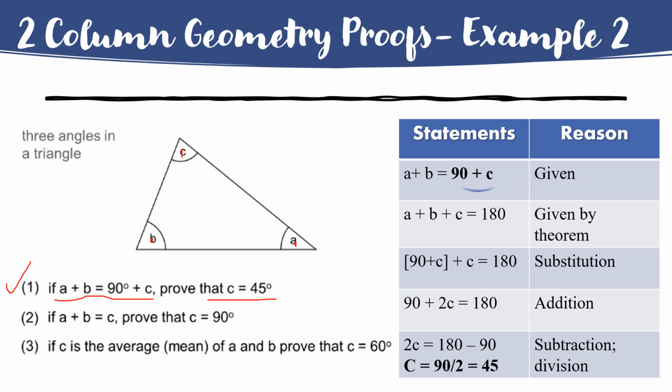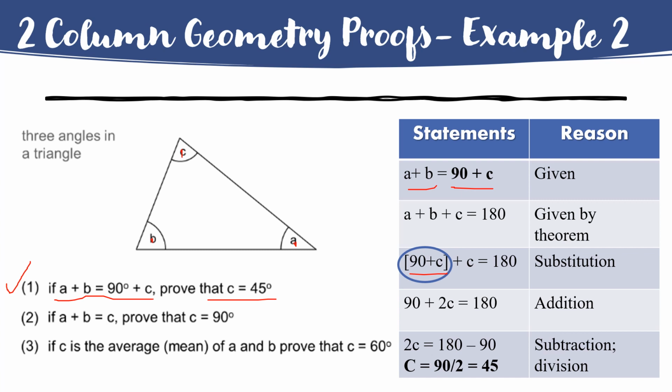So now we're going to use the substitution theorem and substitute what we are given in order to help us find what we don't know. So we were given the 90 plus C. You can see it circled there. And so we're going to substitute for the A plus B, 90 plus C, because we know that A plus B equals 90 plus C. And so now we use the 90 plus C here to help us find what we're looking for.